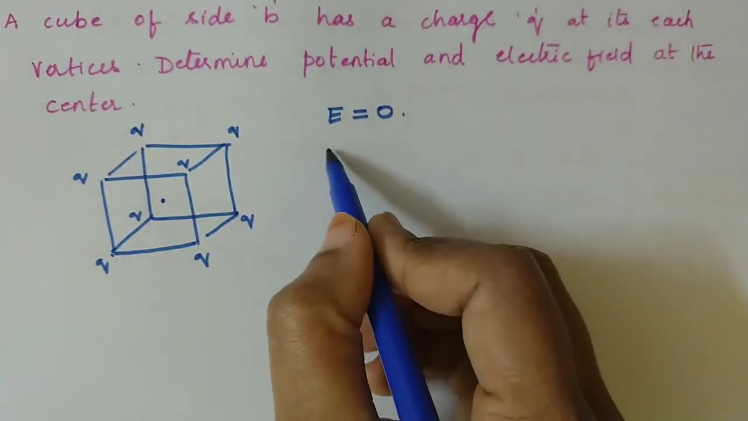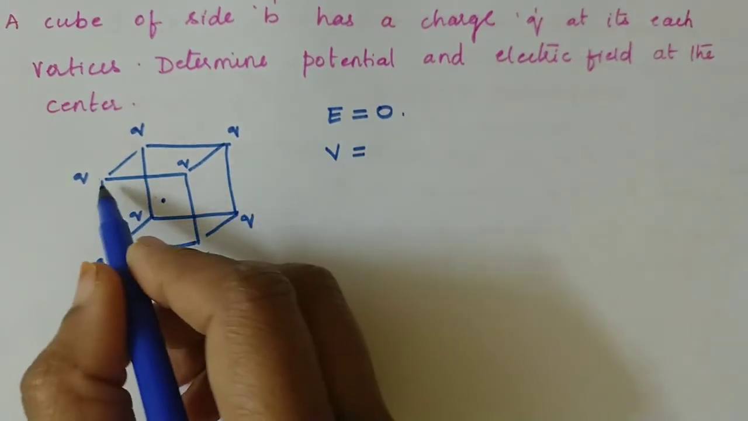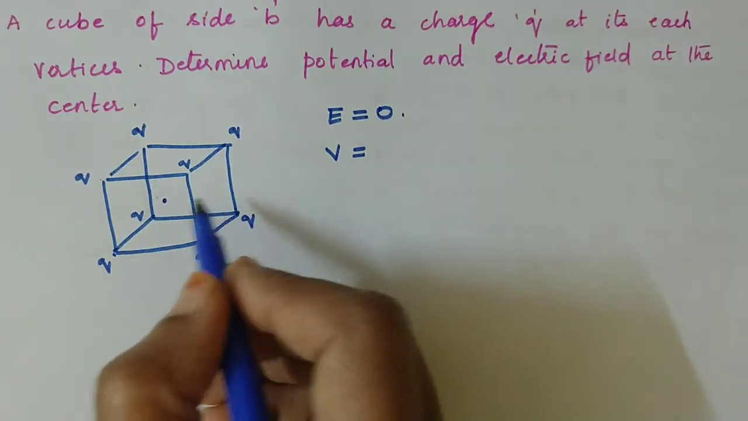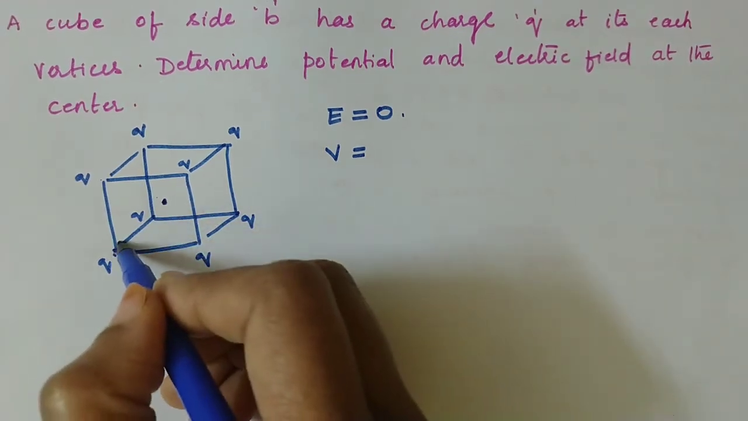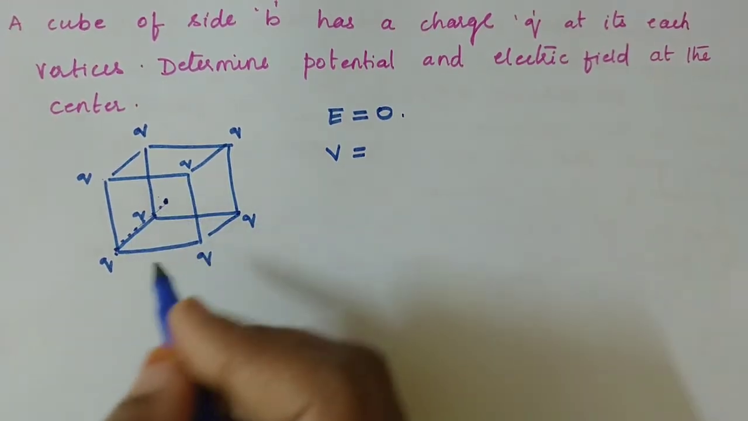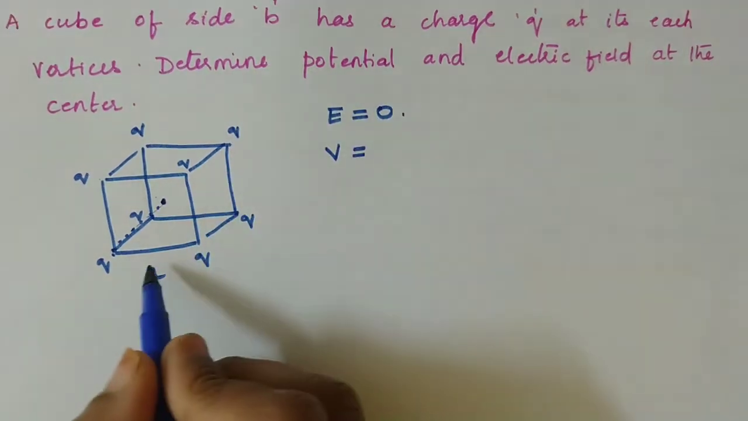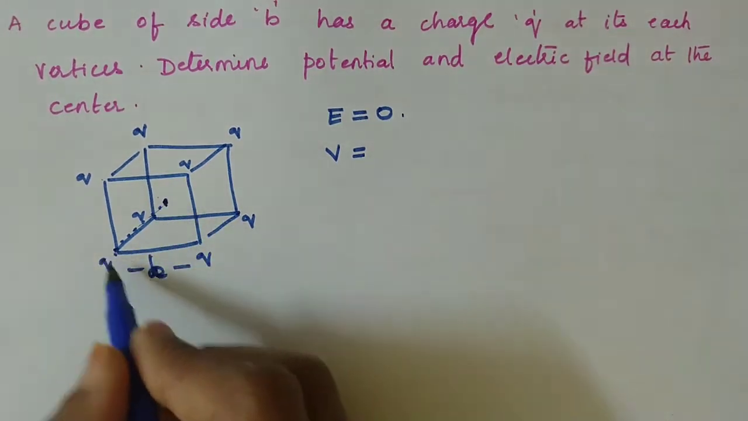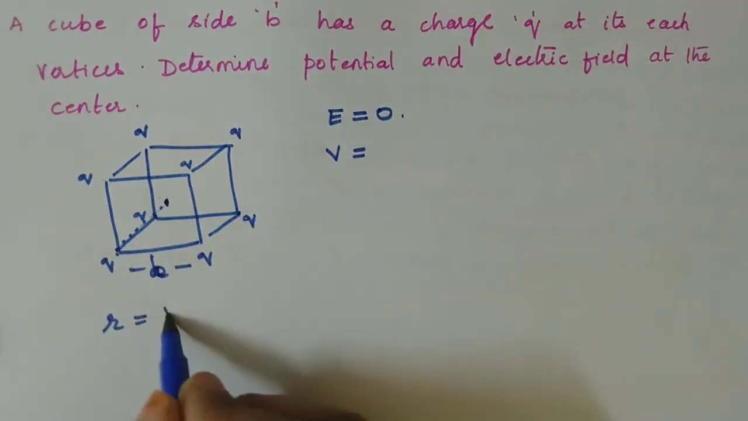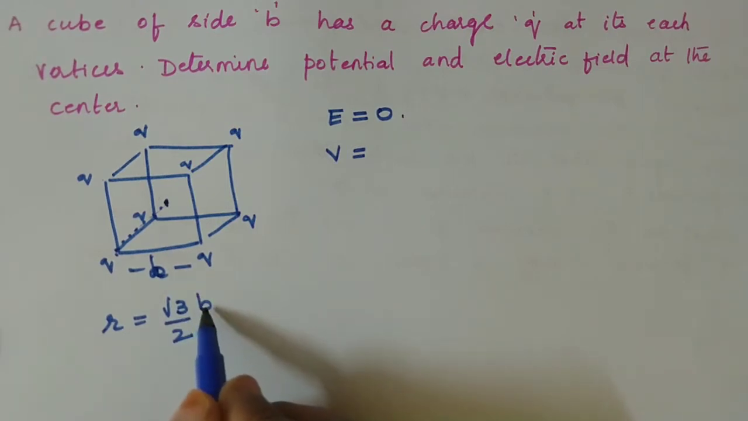But potential is a scalar, it won't become 0. So potential at the center would be the potential due to all the charges. First we need to find the distance of the center of the cube from each corner. If the side of the cube is given as small b here, then the distance from center to vertex would be root 3 by 2 times the side, that is root 3 b by 2.